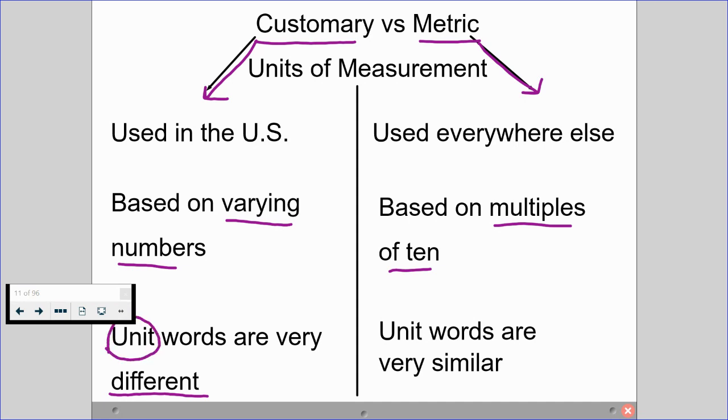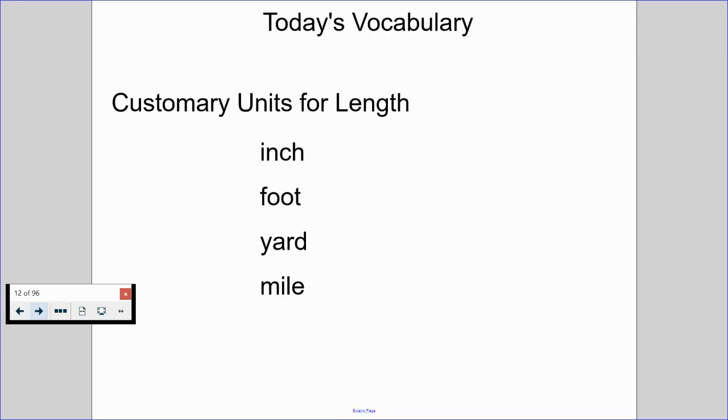In customary measurement, the words are all very different. Inches, feet, yards, all very different. In metric, the unit words are all very similar. Centimeter, decimeter, millimeter. Notice how they all kind of sound similar. That's another big difference between these 2 systems of measurement. We're going to be focused on customary measurements first. These are the measurements that we use most commonly in the United States. And today we're focusing on the customary measurements for length.